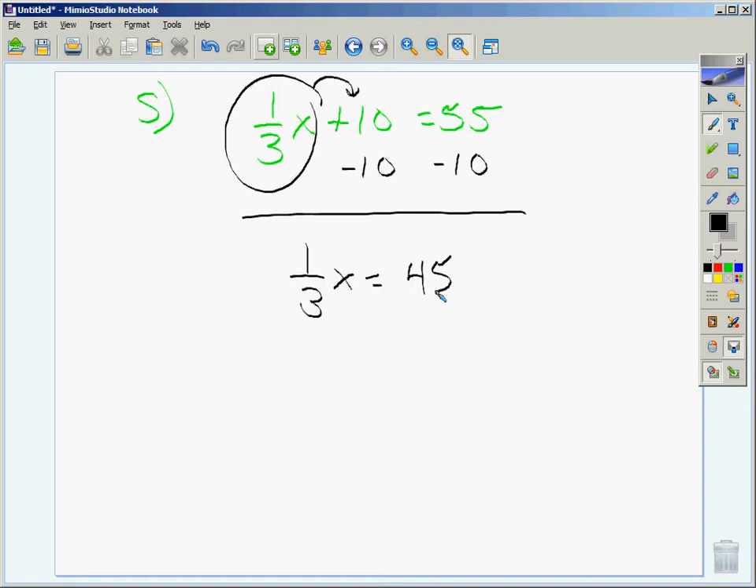I want to get rid of the 3 that's in the denominator. I'm really dividing by 3. The opposite of dividing is multiplying. And I multiply both sides by 3. Because this 3 is in the denominator. And I want it to cancel out and leave just what? The 1x, or just x.